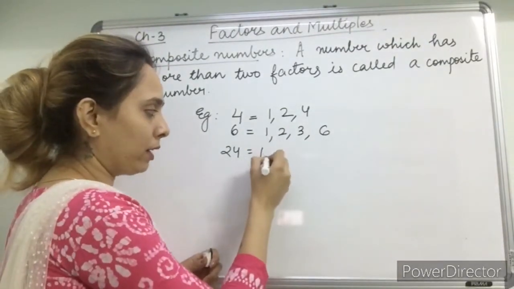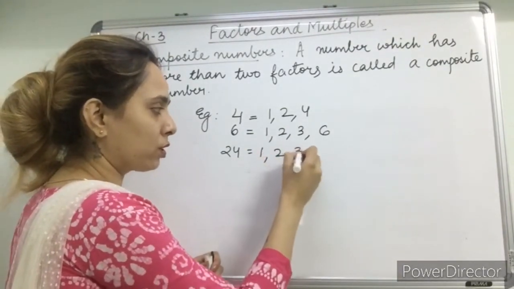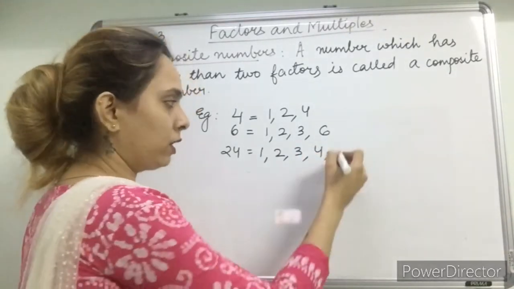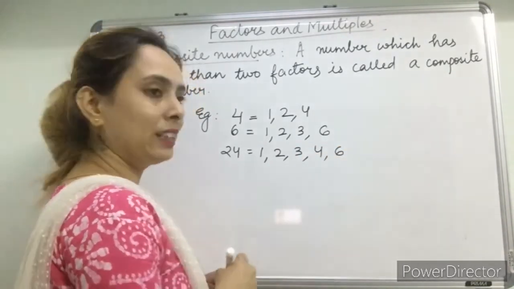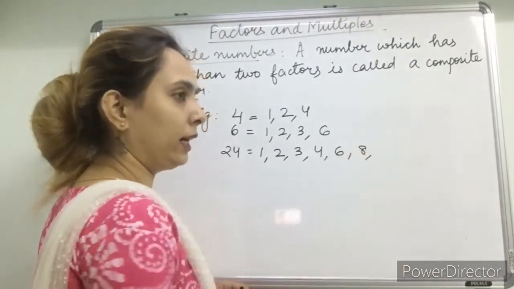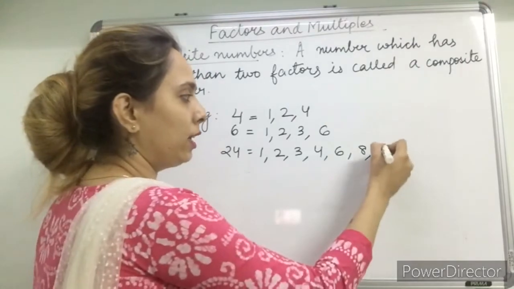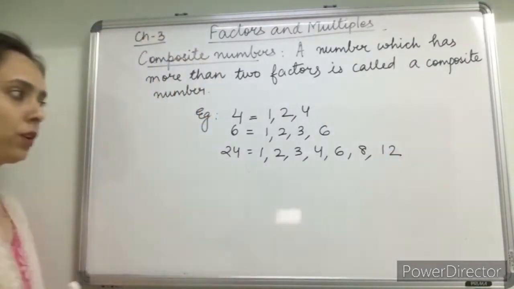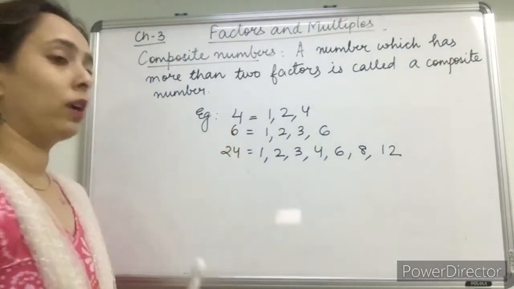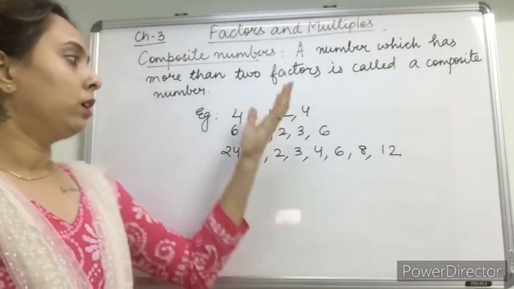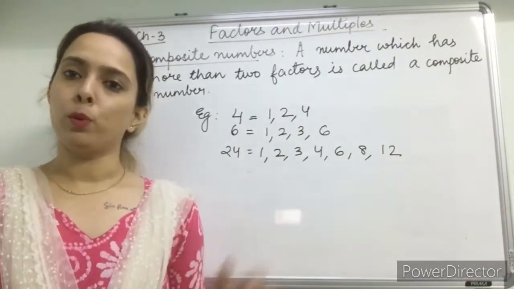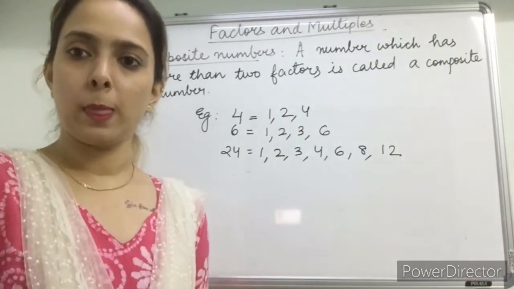24. 1, 2, 3, 4, 5, 6, 7, 8, 9, 10, 11, 12. So 24 is a composite number. So 4, 6 and 24. And there are so many other numbers having more than two factors. So all those numbers are known as composite numbers.